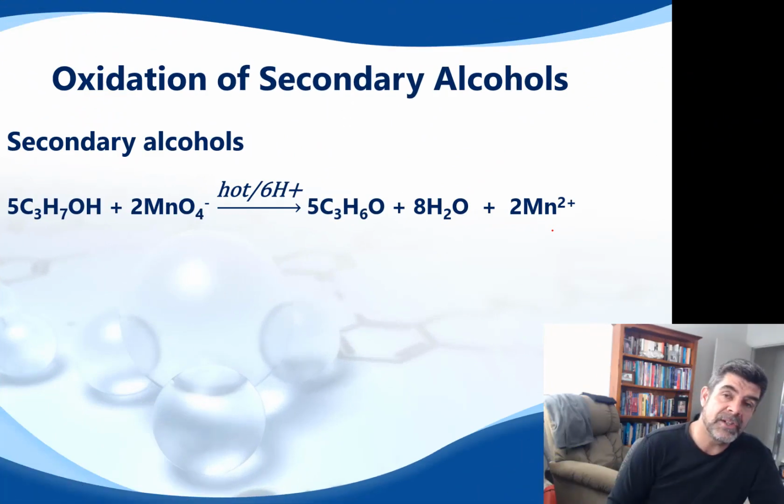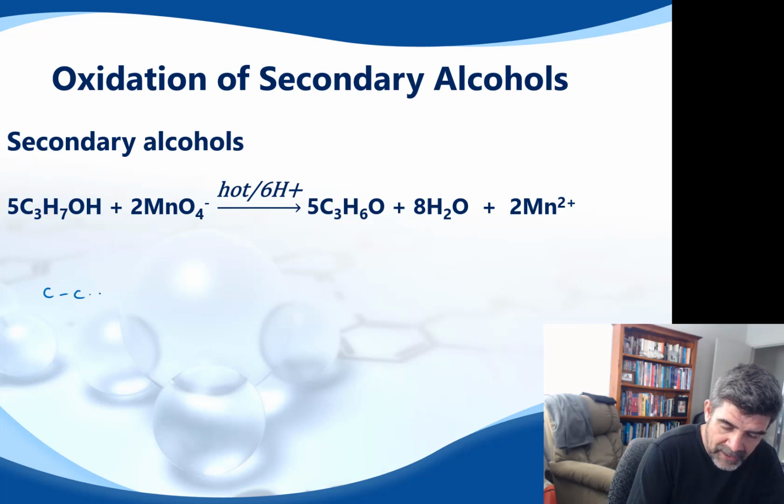What about the oxidation of secondary alcohols? Well, the process is exactly the same as what we looked at previously. The difference now, of course, is that the type of product is very different. So where with our primary alcohols we were producing an alkanal or an alkanoic acid, now we're going to produce an alkanone or ketone.